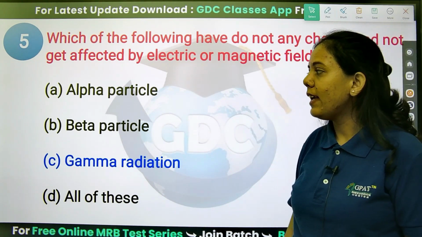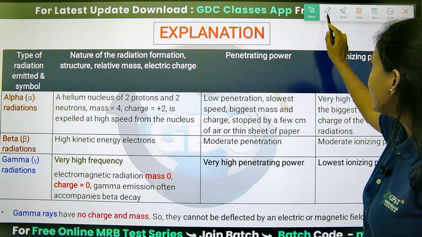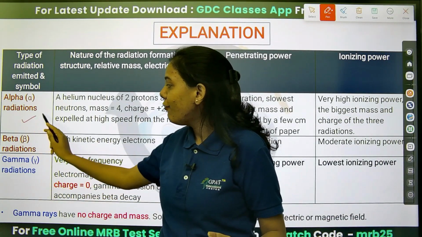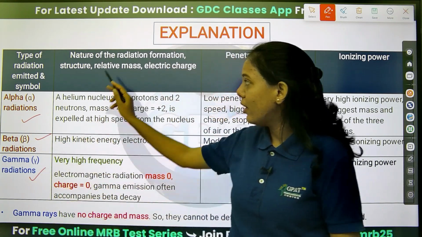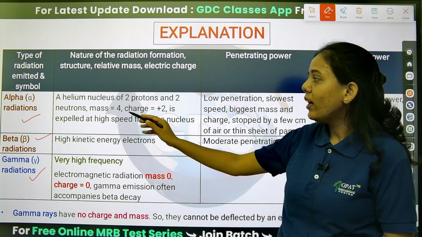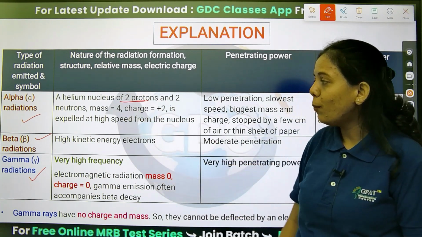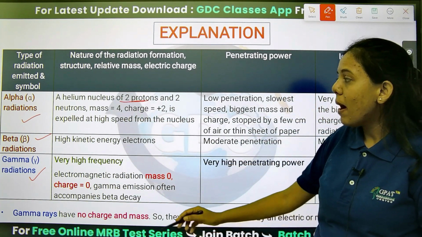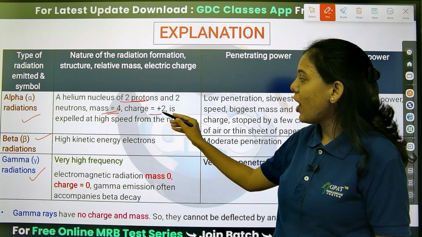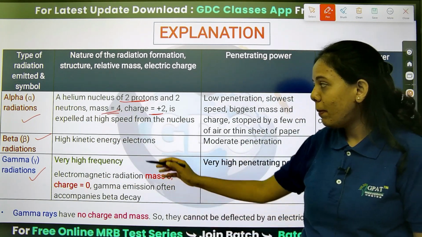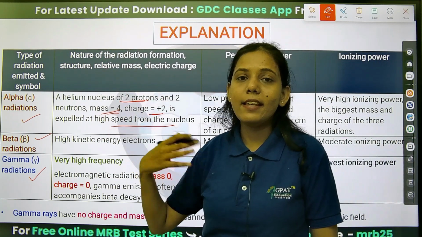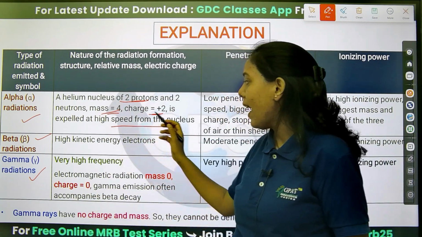That is nothing but the gamma radiation. Okay. Now here we will see some of the properties. So here there are types of radiation, which is alpha, beta and the gamma radiation. Here it is given nature of the radiation which is formed. So here helium nucleus, which is having 2 protons, 2 neutrons. The mass is 4. Mass is 4, charge is +2, and it is expelled at high speed from the nucleus. When it is expelled, it is expelled at high energy, high speed.